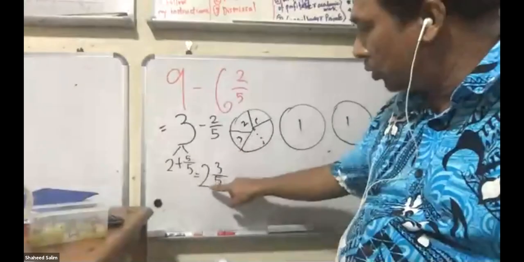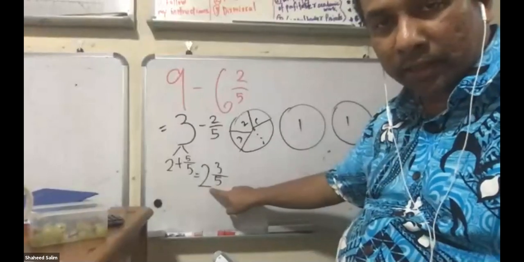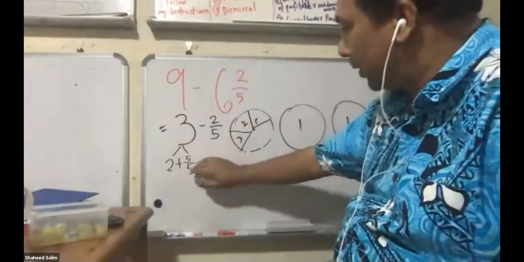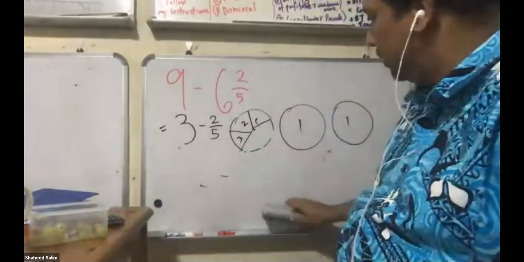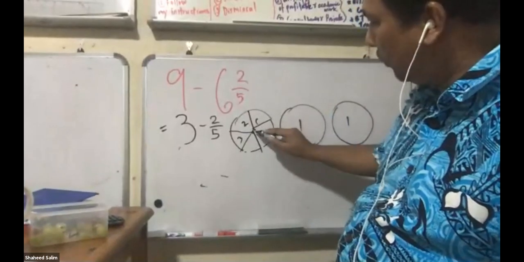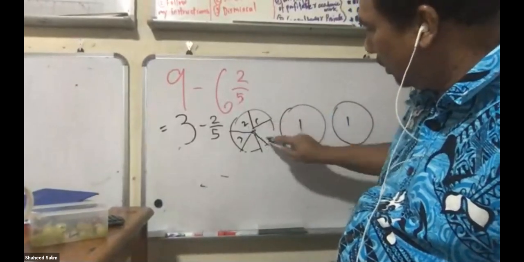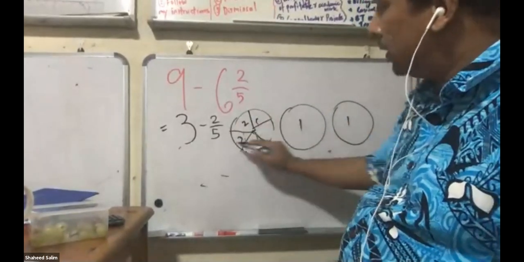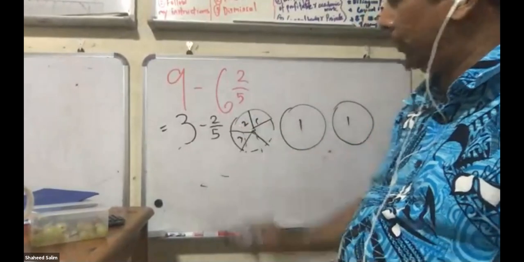Where did 3 come from? This 3 there, down here. At first, now you got 3 pizza, right? Okay, we look down here, 3 pizza. Now there's 3 pizza. 1, 2, 3. Then he wants to buy 2/5.